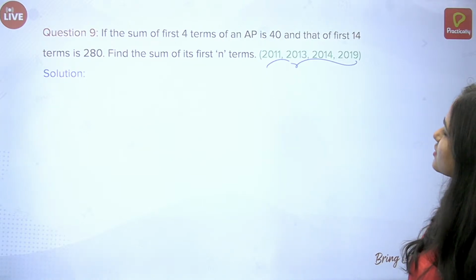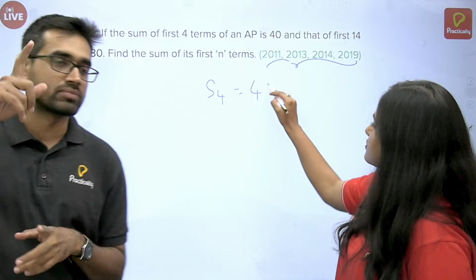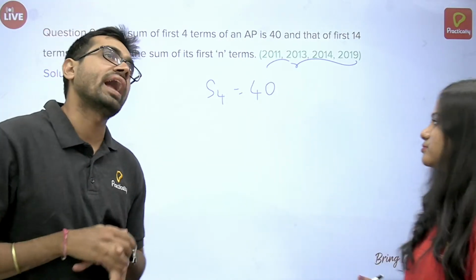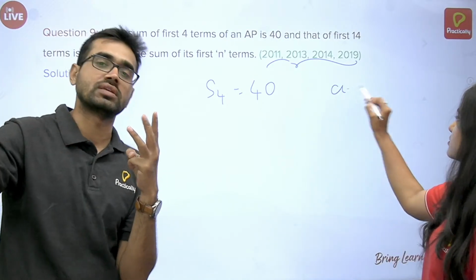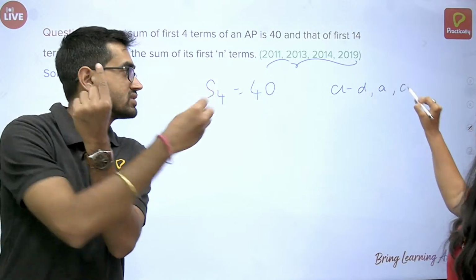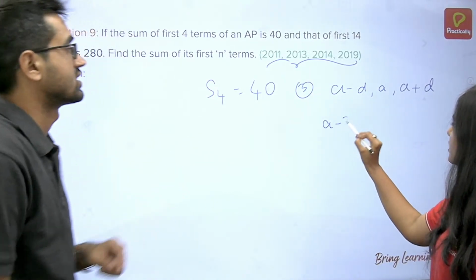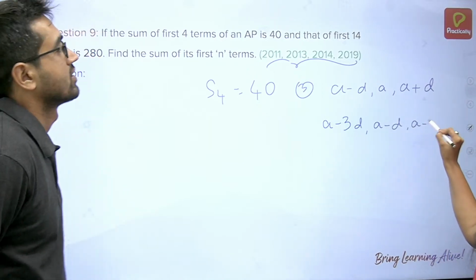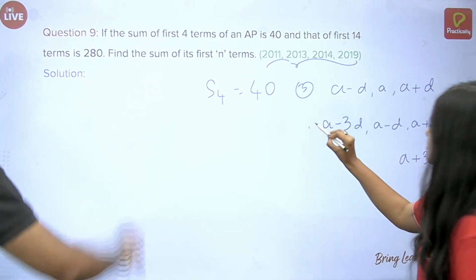If the sum of first 4 terms of an AP is 40. So the first 4 terms, okay, generally what happens, there is a selection of terms chapter. For that you have to remember 3 terms: A minus D, A, and A plus D. So the middle term is A, before is A minus D, ahead is A plus D. When there are 4 terms, then something changes. Now the common difference is 2D and not D. A minus 3D, A minus D, A plus D and A plus 3D.